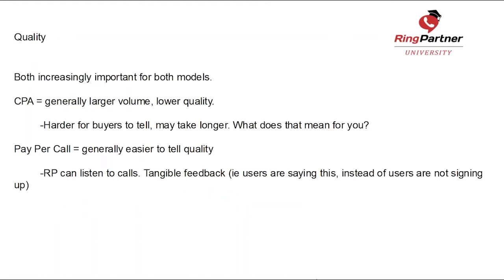Okay, quality. This is huge. Without quality, there'd basically be no affiliate marketing, no PayPerCall marketplace, no ring partner. Quality is absolutely essential, and it's increasingly important with both models. As people get more familiar with the internet, and feel more comfortable clicking on ads, ordering things and calling in, they're becoming much more aware of what a good ad looks like versus what a bad ad looks like. Likewise, buyers are getting wiser about what's a good lead and what's a bad lead.